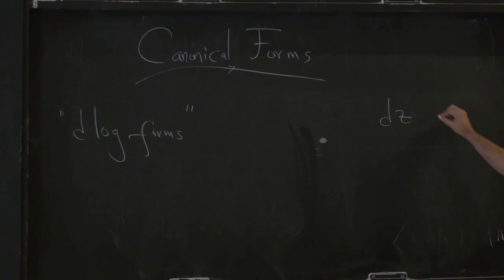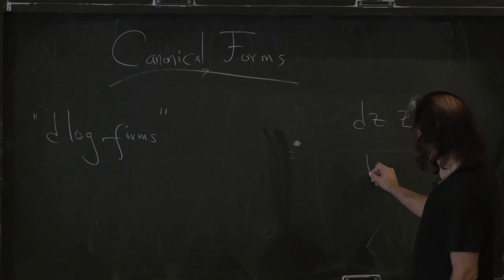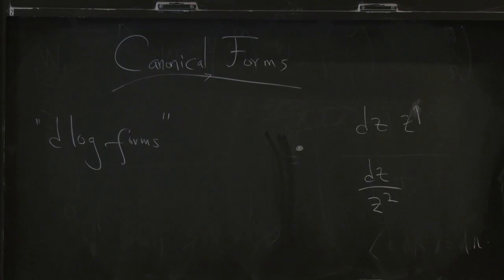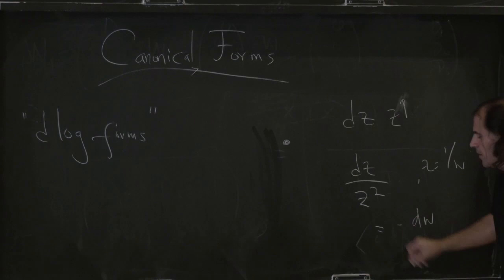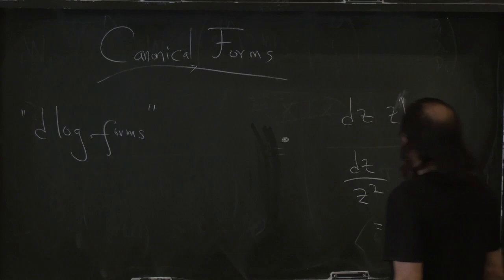So these seem innocent, and they don't seem to have any interesting singularities. I can have something that looks like dz over z squared. And that might seem like it has a singularity as z goes to 0. But it's purely a coordinate singularity, right? You just change variables to z is 1 over w, and this thing is gone. This is just negative dw, OK? So the kinds of singularities that actually are really singularities are things that look like dz over z.